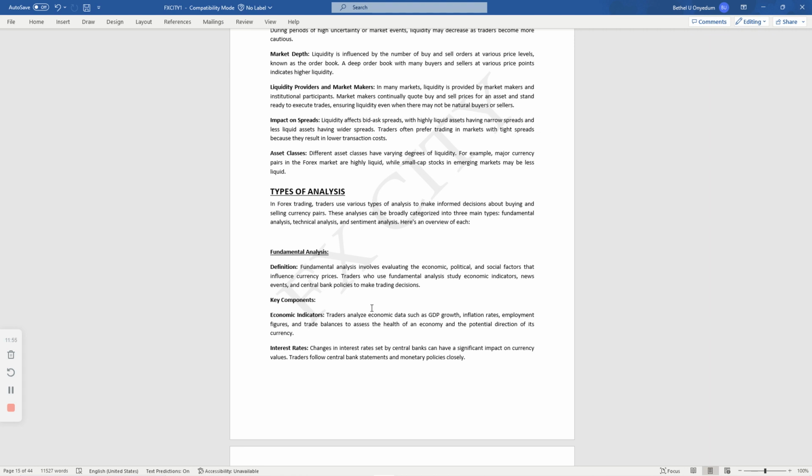Fundamental analysis is actually trading the news. You're just waiting for economic news releases.